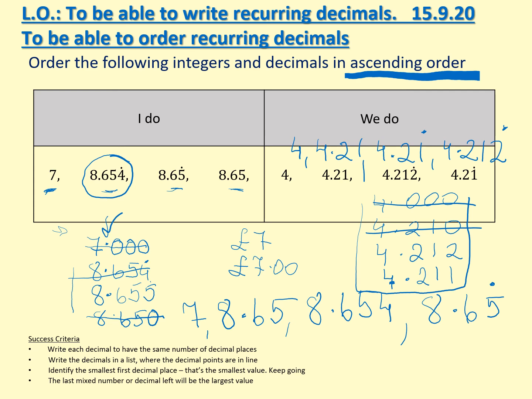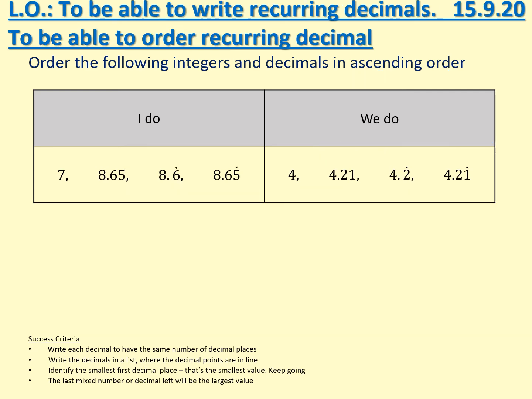Okay, let's have a look at some more examples. Again, I'll do one, you'll do one, and we will move on. Okay, so first of all, I write them with the same number of decimal places. So in here, we've got 2 decimal places in each number. So I will write them, and now I'll compare them. So again, we are writing in ascending order, so I need to find the smallest. So 7 is the smallest.